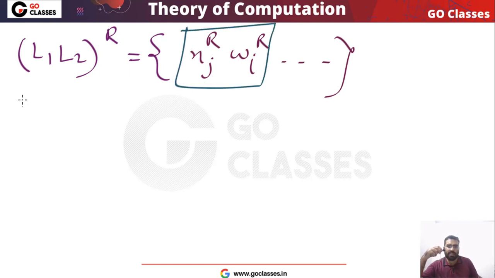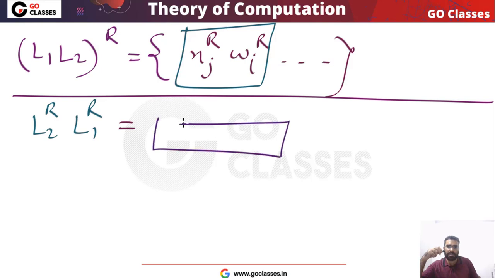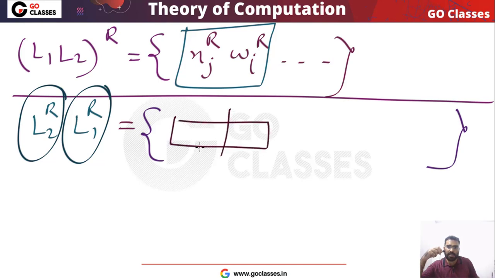Okay, now let's see what will happen in this language, L2 reverse followed by L1 reverse. Every string will have two parts. In this L2 reverse followed by L1 reverse, every string will be like this: a string from L2 reverse followed by a string from L1 reverse.